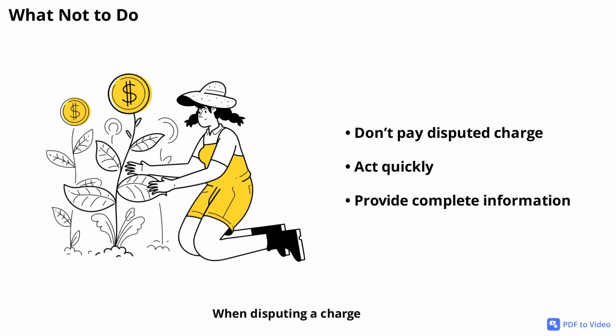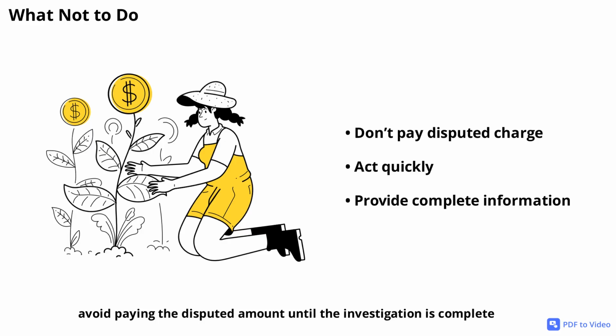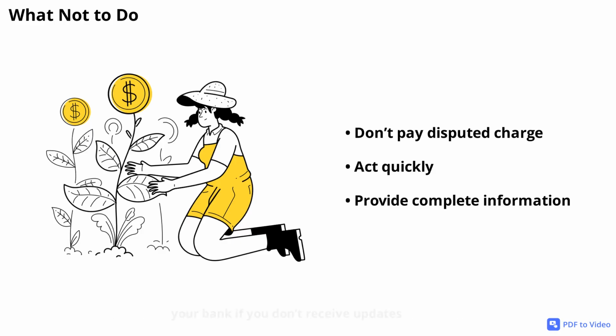When disputing a charge, avoid paying the disputed amount until the investigation is complete. Don't ignore the issue or wait too long to act. Avoid providing incomplete information or missing deadlines, as this can hurt your case. Stay organized and follow up with your bank if you don't receive updates. Being proactive increases your chances of a successful dispute.